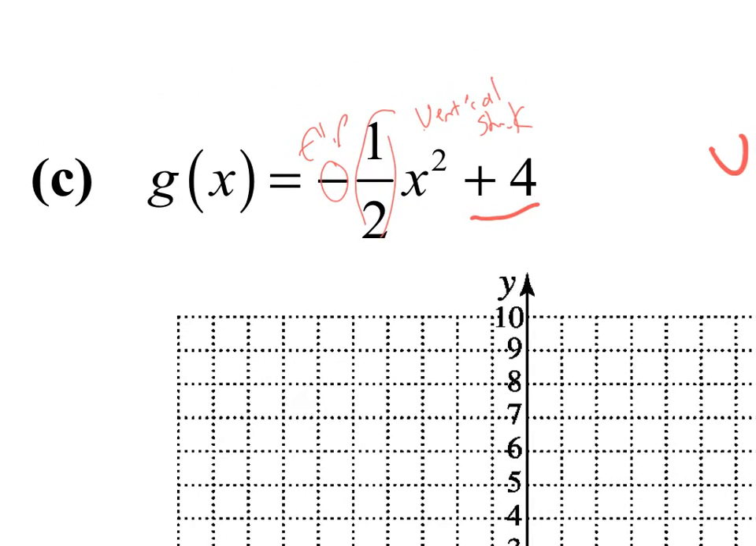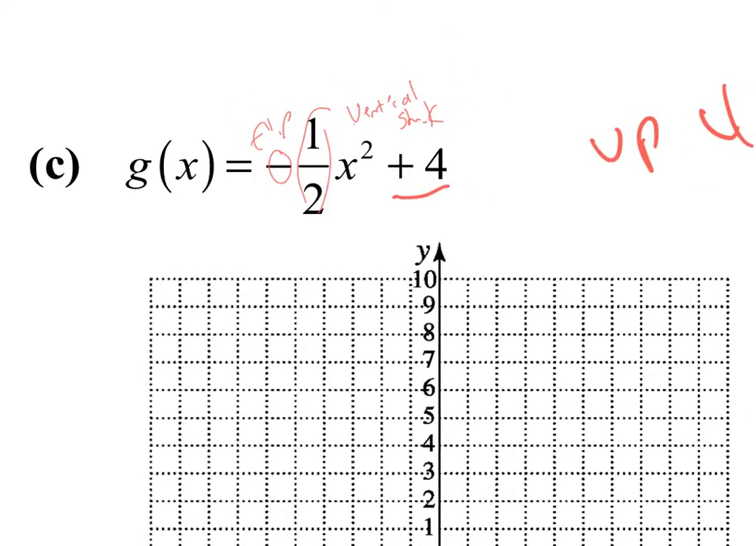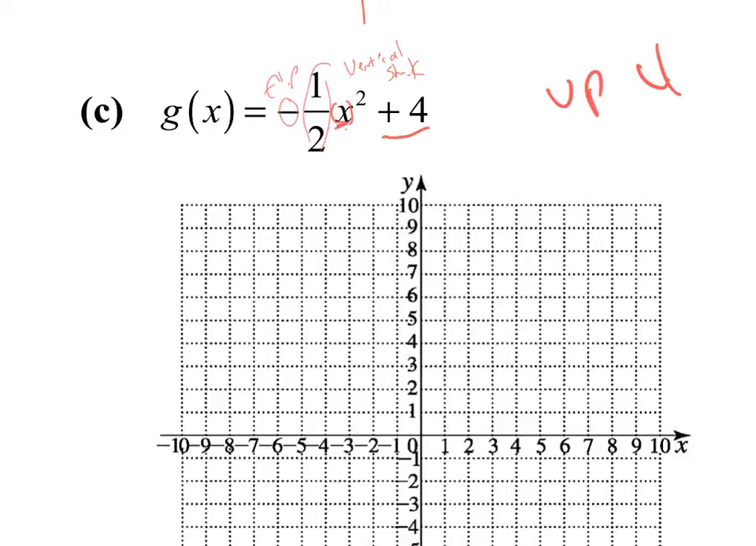So let me figure out what the vertex is going to be when the x value doesn't change. So if I make a table and I say, well, what happens when x is 0? Because I know that the vertex doesn't go left or right, because nothing's happening with the x. It's just being squared. So there's no plus or minus. 0 squared is still 0, times the negative half is still 0, plus 4. 0, 4 is where your new vertex is going to go.